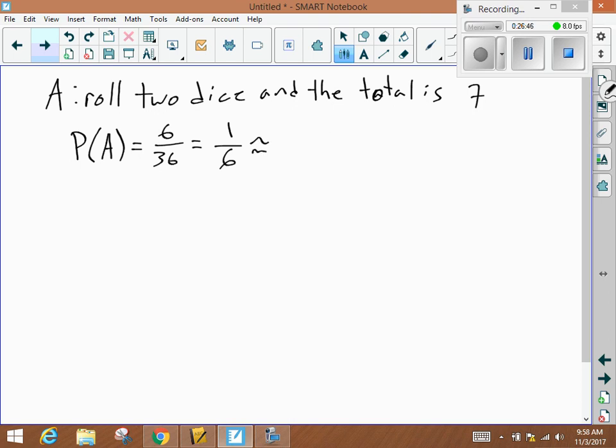So approximately 0.16. Let's just round there, okay? Right, and I had to round, and so I definitely have to use that approximate symbol. Cool, let's look at another event. And really, today, we're just getting used to using notation, right?